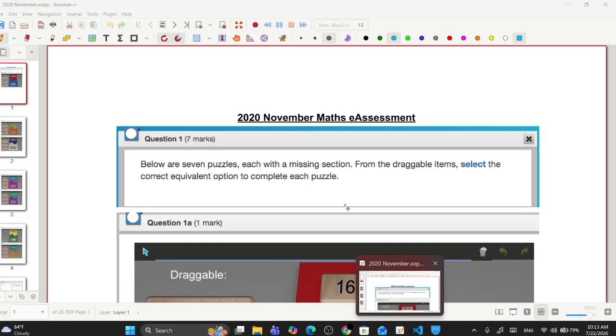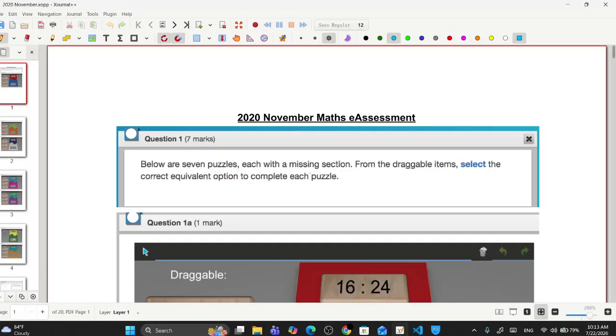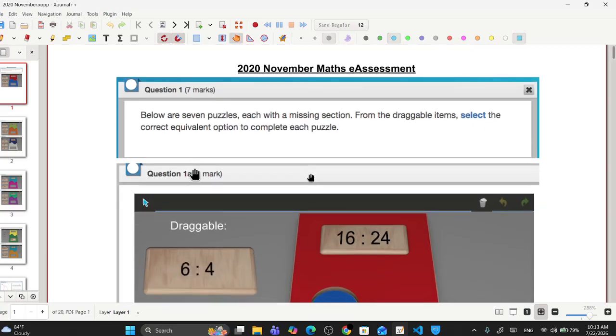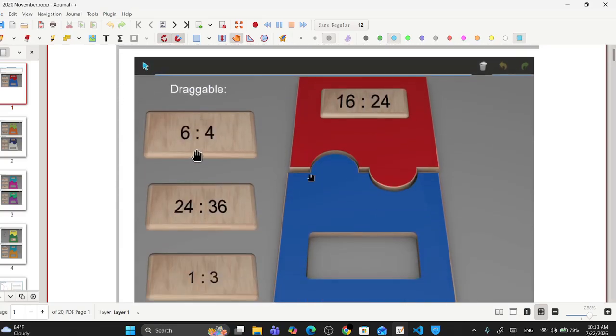Okay. Below are 7 puzzles, each with a missing section. From the draggable items, select the correct equivalent option to complete each puzzle. Alright, so let's check what options we have. What sort of a question is it?